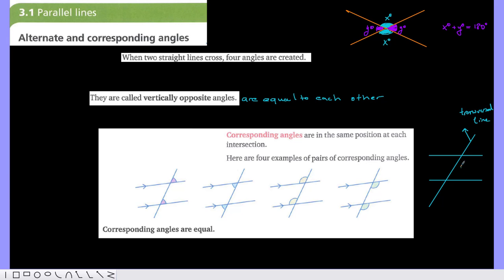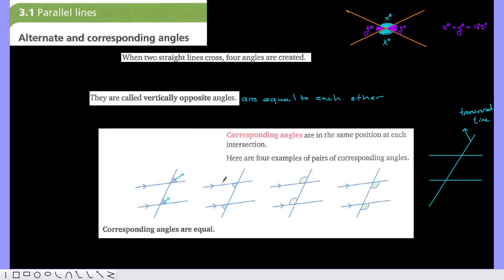This line divides the plane into 8 angles now, and we are going to try to name these angles. The first one is corresponding angles. As you see, there are 8 angles, because when a transversal intersects two parallel lines, there are 8 angles, and we are going to understand the names of these 8 angles. Corresponding angles are in the same position at each intersection. This angle is looking to this side, and this angle is looking to this side.